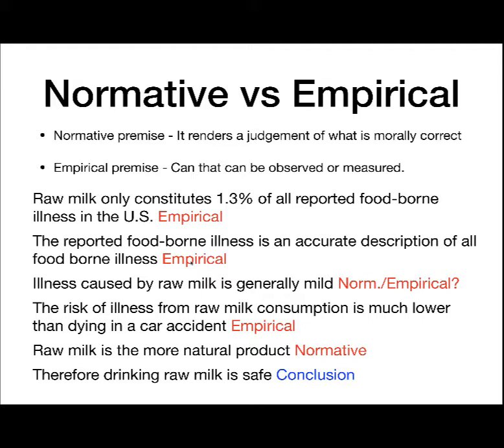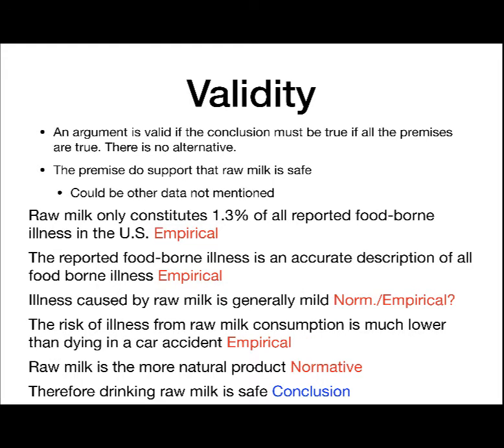And raw milk is the more natural product. This is a normative premise. It's saying that raw milk is more natural than pasteurized milk, and that is something that probably can't be tested. And then there's the conclusion. That is normative and empirical premises. We've identified them. Now we go on to validity.